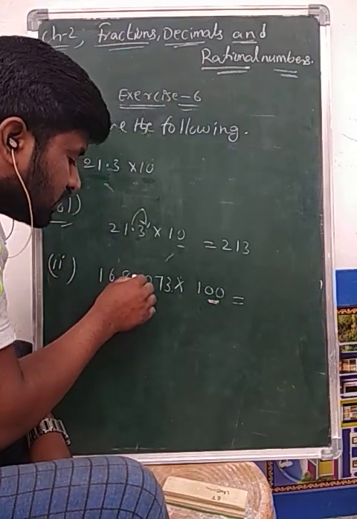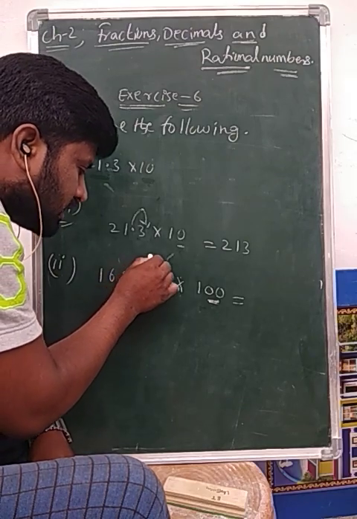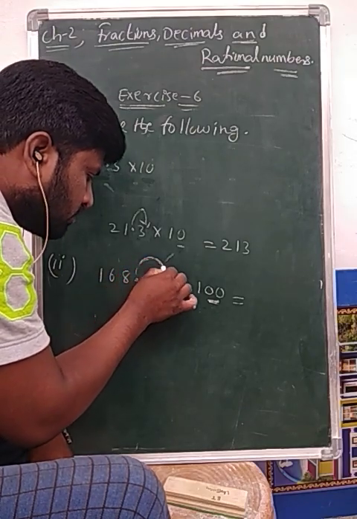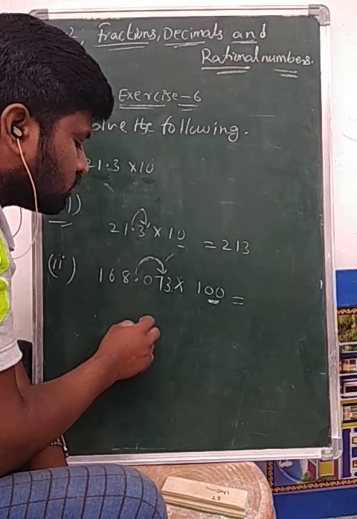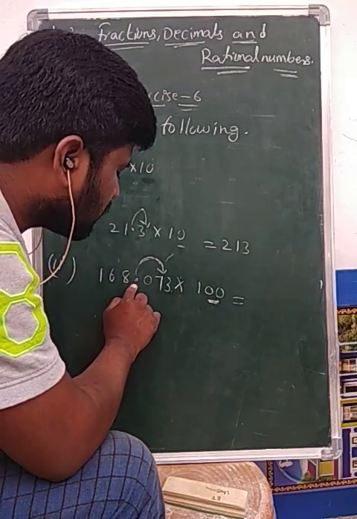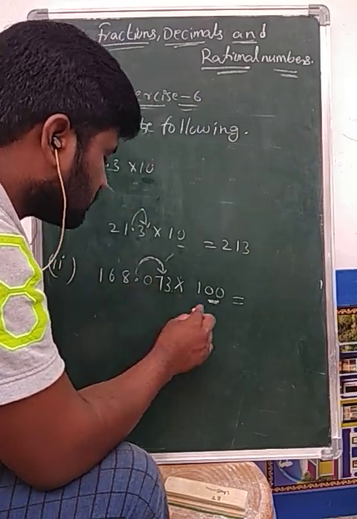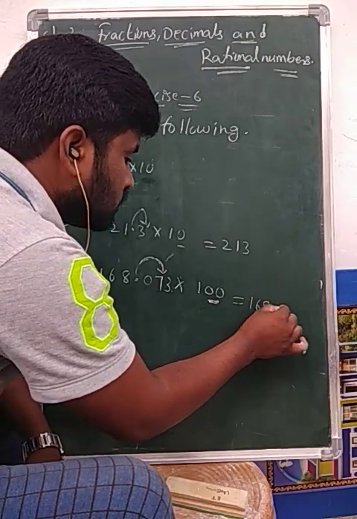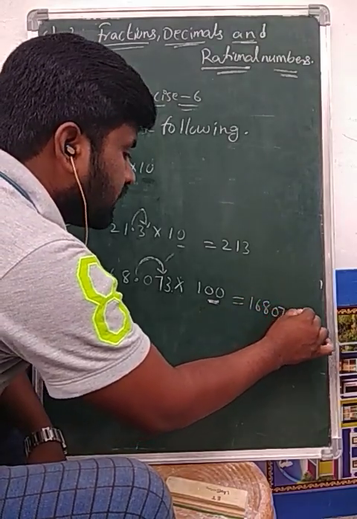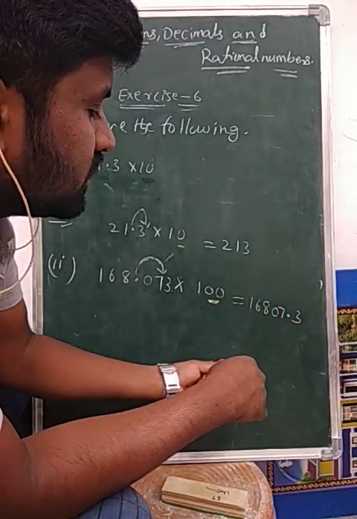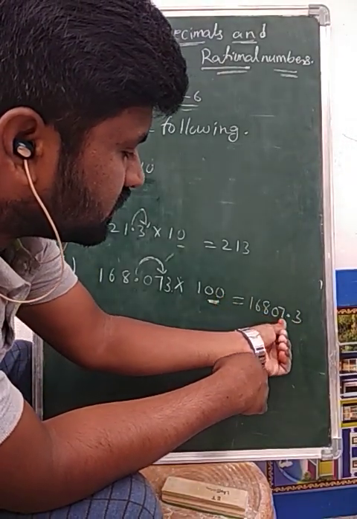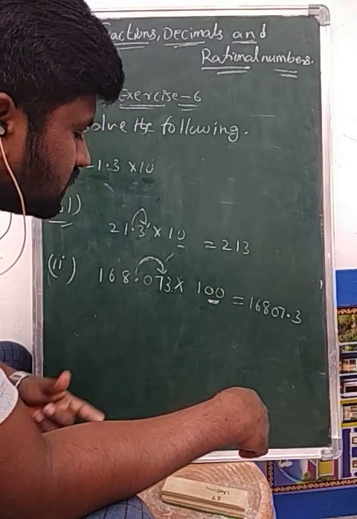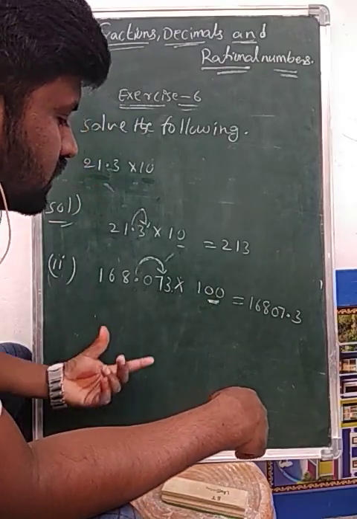That's why the point jumps to the right side, I mean shifts, by how many places? 2 places. That is, the point comes after the 7. So that is 16807.3. So like this you can multiply decimal numbers.